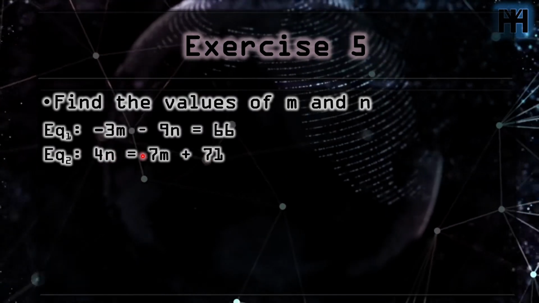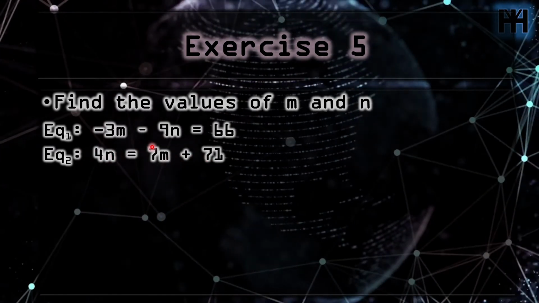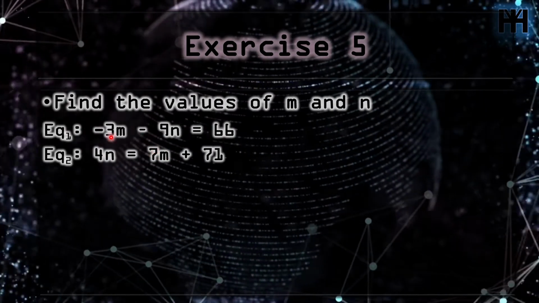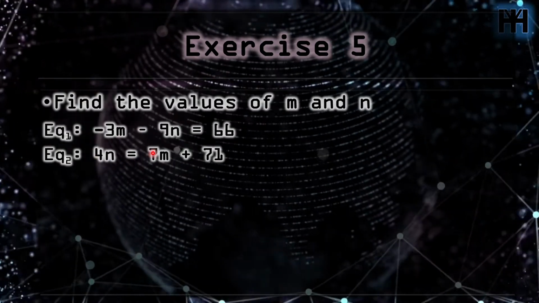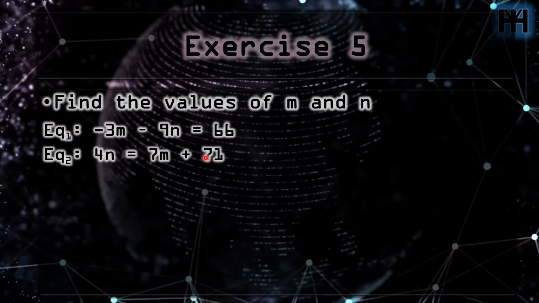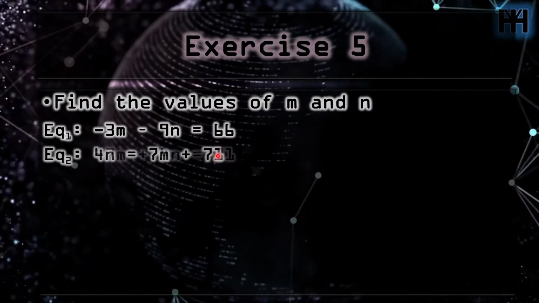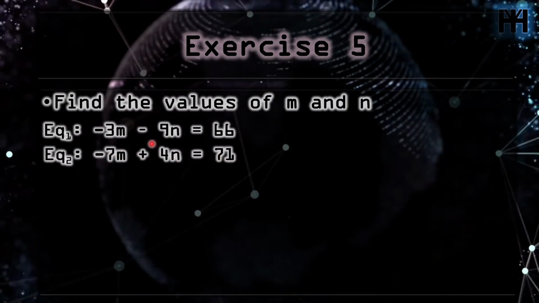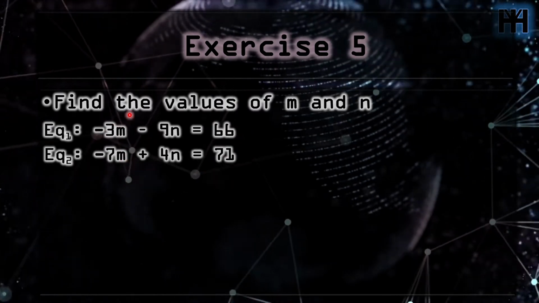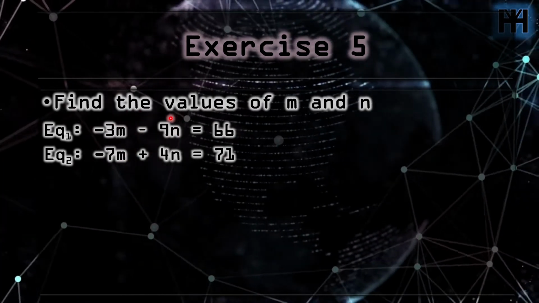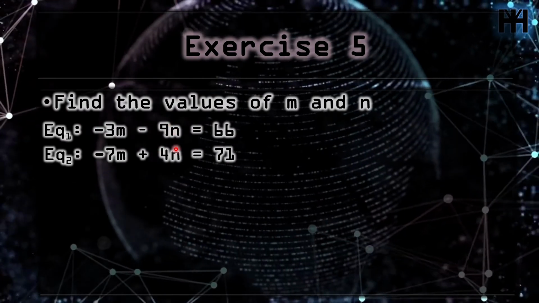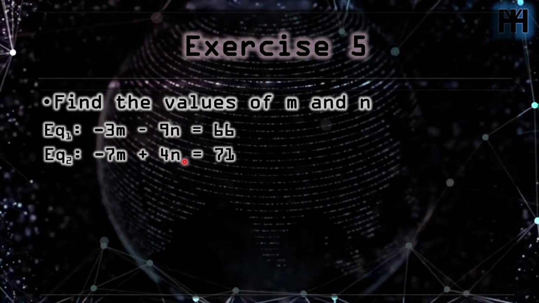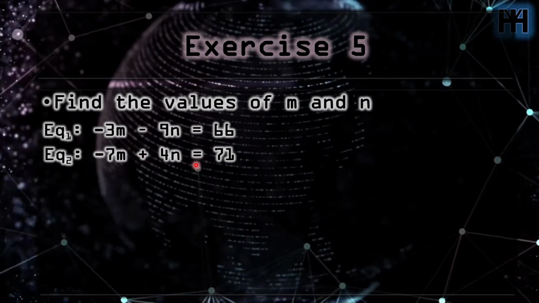But can you see now they are not arranged properly? So we'll need to get the 7m on the other side. So we'll transfer it. It will be negative 7m and keep the 71 like that. So it will be negative 7m plus 4n equals 71. And keep every variable beneath the same variable in the other equation, so they can be added properly. Okay, and make sure that they are on the right side of the equation.